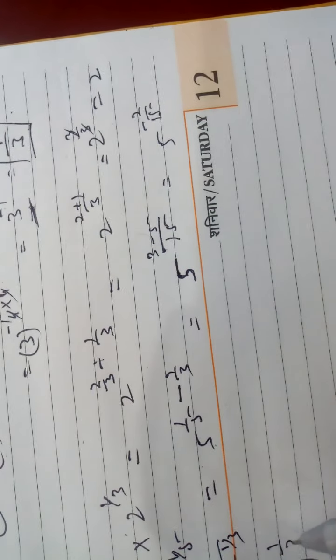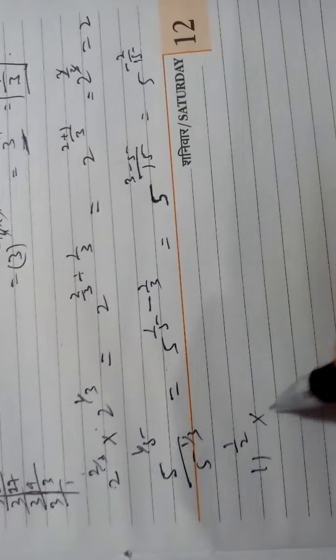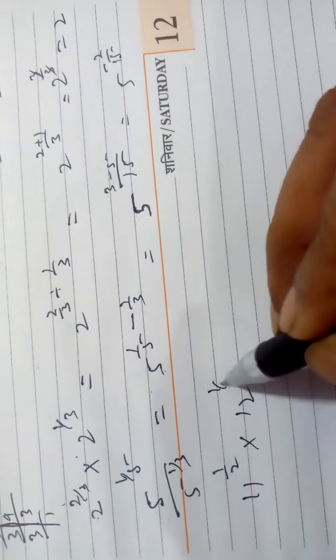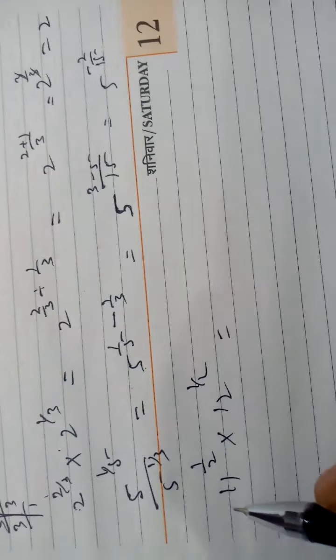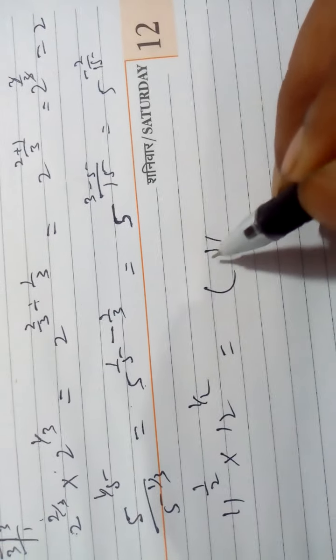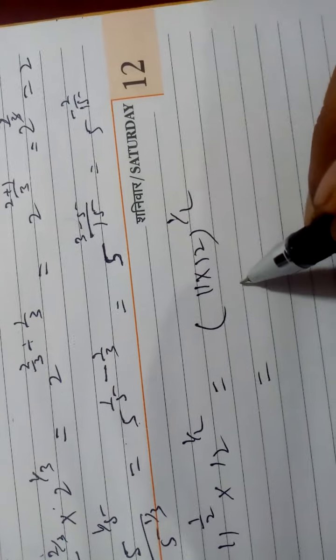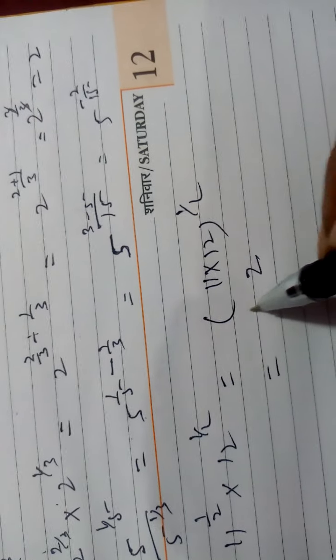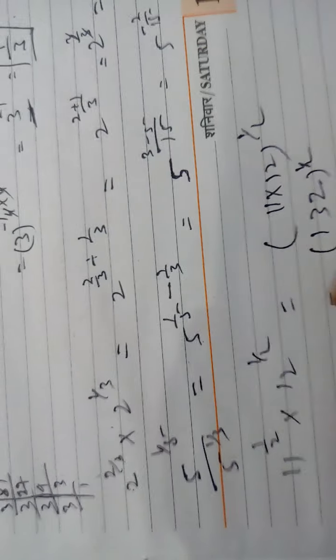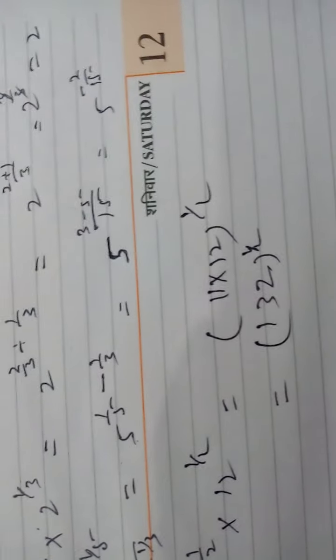If a question is given, 11 power 1 by 2 multiplied by 12 power 1 by 2, what will you get? Both the powers are the same, so you can write 11 into 12, power half. What will be the result? 12 ones are 12, 12 ones are 12, and 1 13, so 132 power half. It is your answer. So like this you can solve any question where the bases are equal or the powers are equal.